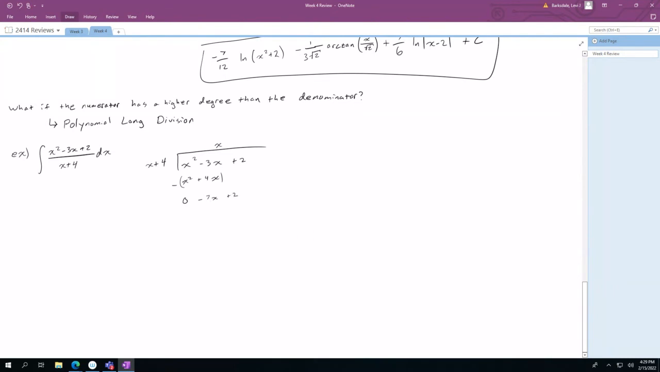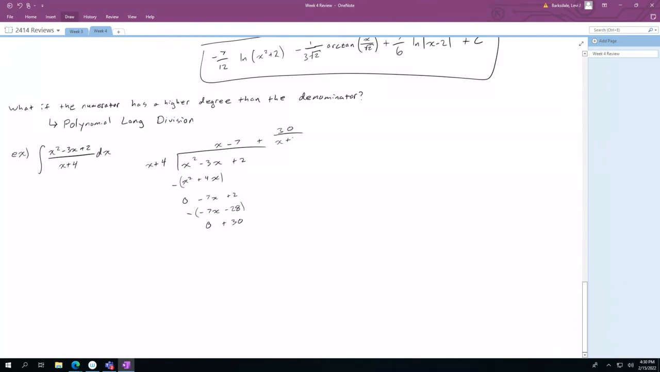So now I think, well, x times what gets negative 7x? Well, that would be negative 7. So then negative 7 times x is negative 7x. Negative 7 times 4 is negative 28. And of course, I subtract this. So negative 7x minus negative 7x is negative 7x plus 7x is 0. Then I have 2 minus negative 28 is plus 30. And that would be my remainder.